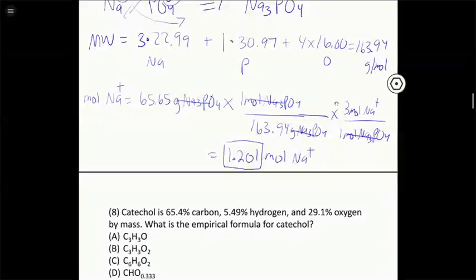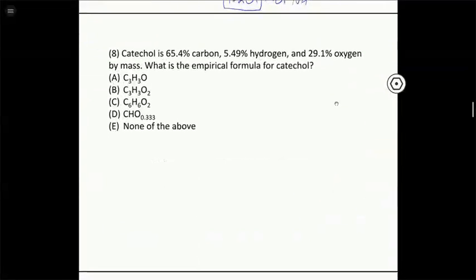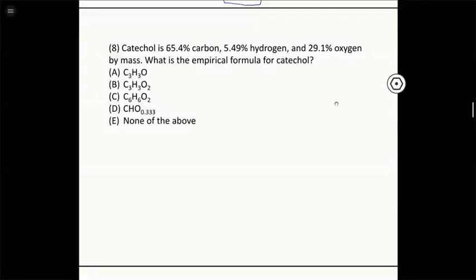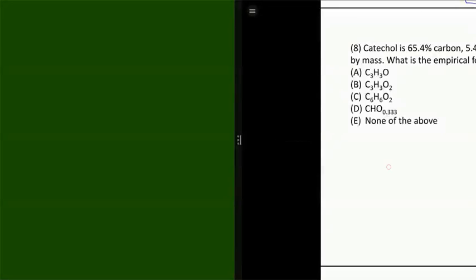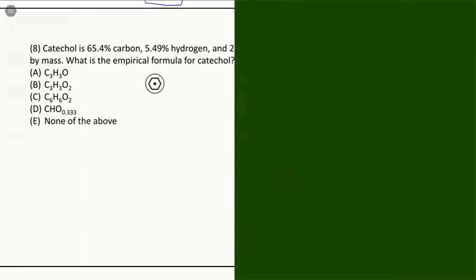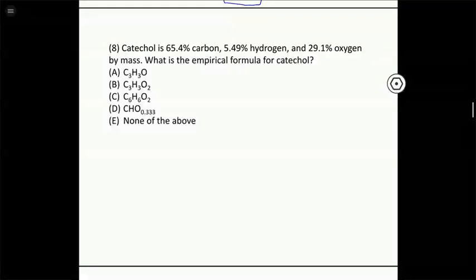All right, so then taking it a little bit further now, we have a mass percent problem. Here we're giving you a compound called catechol, which is 65.4% carbon, 5.49% hydrogen, and 29.1% oxygen by mass. What is the empirical formula?